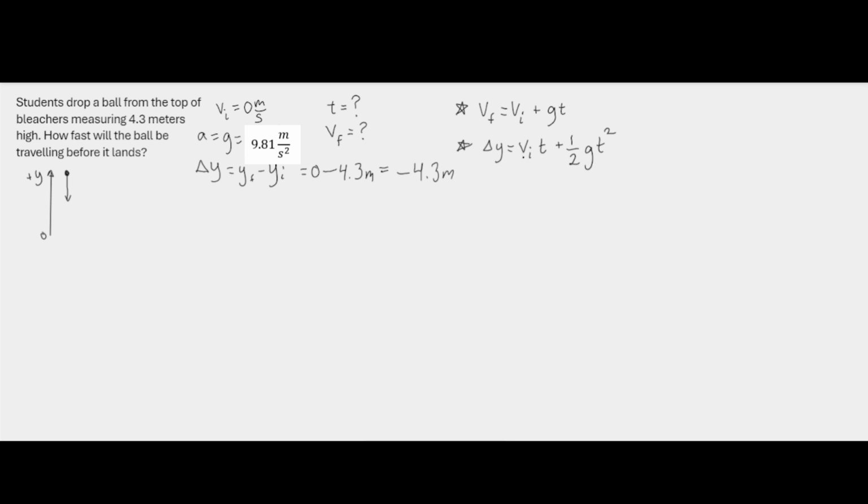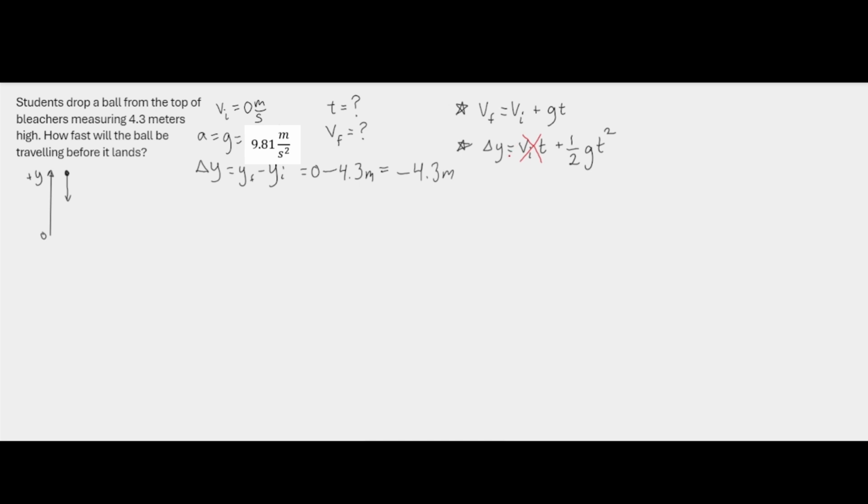Now, the first thing I'm going to do to make this simpler is if vi is initially 0, I don't have to be worried about this first term. I can get rid of it. Vi is 0, so this term is going to be equal to 0. I'm not even going to bother solving for it.